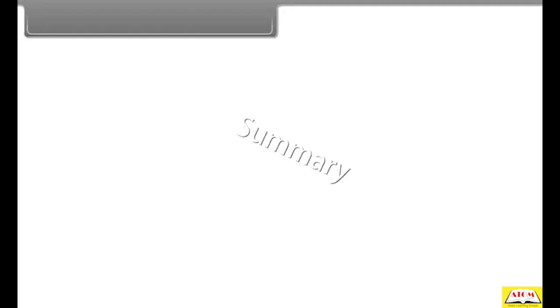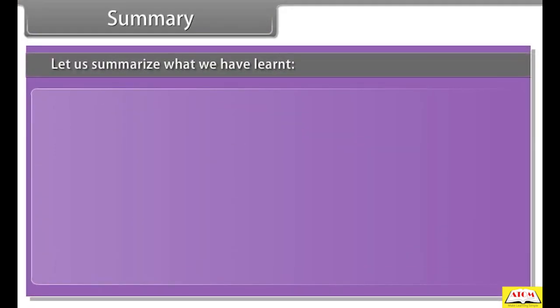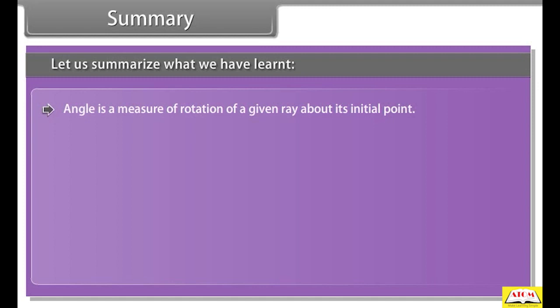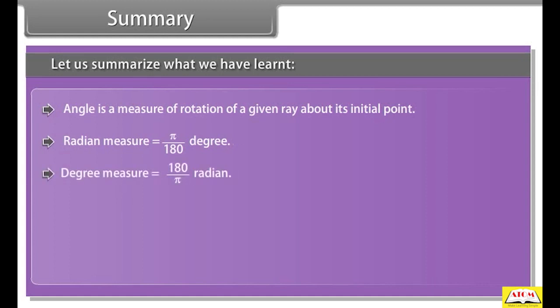Summary. Let us summarize what we have learned. Angle is a measure of rotation of a given ray about its initial point. Radian measure is equal to π/180 × degree measure. Degree measure is equal to 180/π × radian measure. sin²θ + cos²θ = 1. sec²θ = 1 + tan²θ. cosec²θ = 1 + cot²θ.